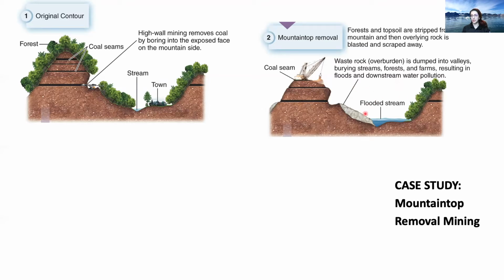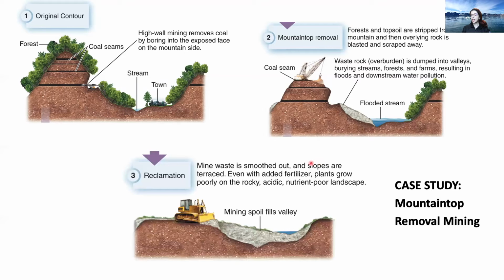And then finally here in the last step called reclamation, the mine waste is then smoothed out and the slopes are terraced. So even after some efforts are done to increase the productivity of this land, including adding fertilizer, the plants are still growing on really acidic, rocky, nutrient-poor soil. And so reclamation projects are usually pretty futile in these areas that have been devastated by mountaintop removal.